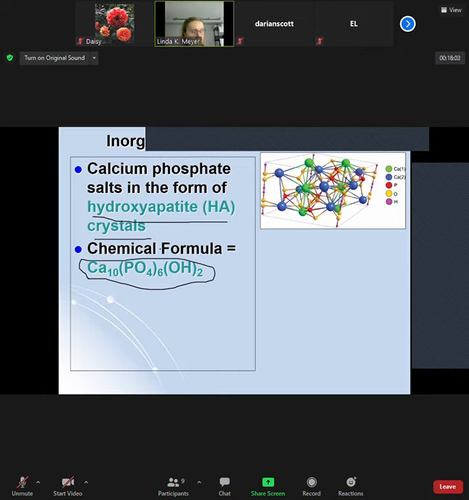So what is the clinical significance? They both have roughly the same degree of hardness. And you already know two other dental tissues, dentin and enamel, are more mineralized, so they're actually harder than bone and cementum.